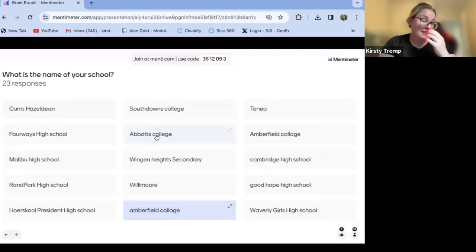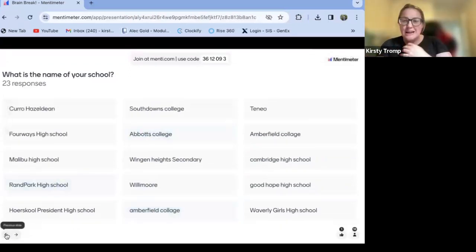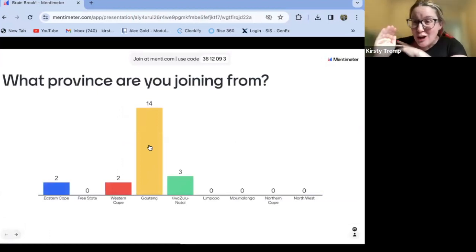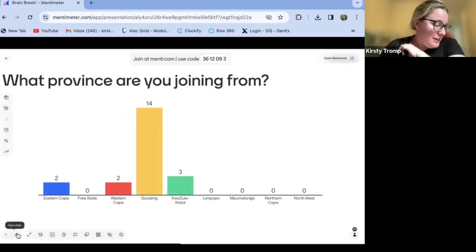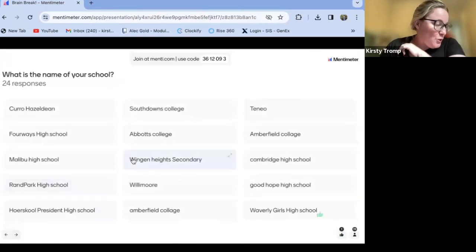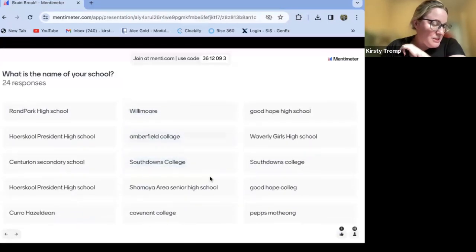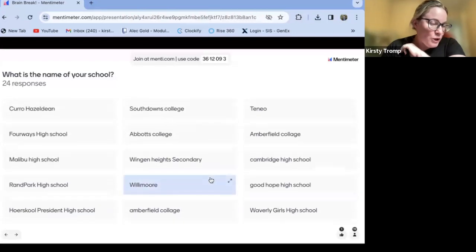Nice, guys. Awesome. So let's have a look at our results. If we look at our first one, definitely Gauteng represented here properly. Lots and lots of people from Gauteng. Hey, wow. Amazing, guys. So many of you from Joburg. All right. And if we look at all our schools, my goodness, a whole lot of different schools represented here. Wow, guys, a whole lot of different places.